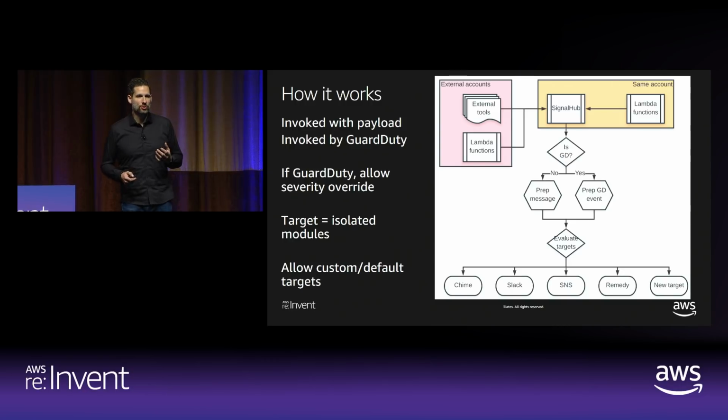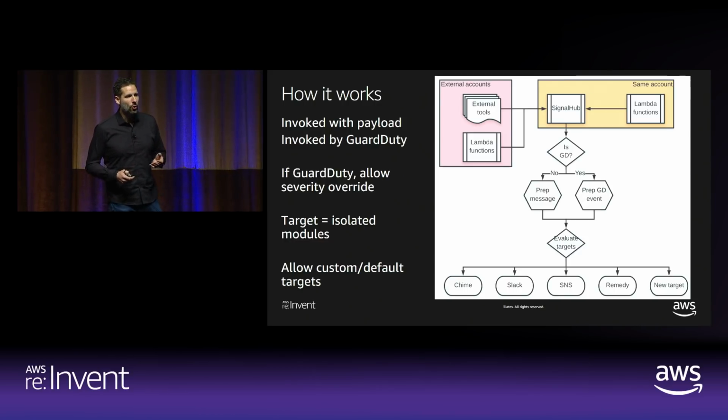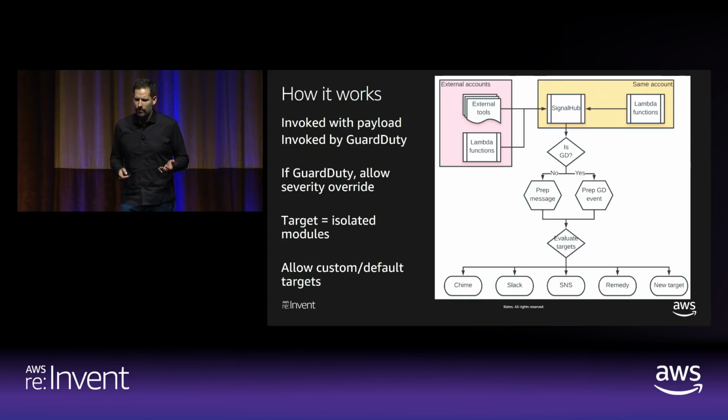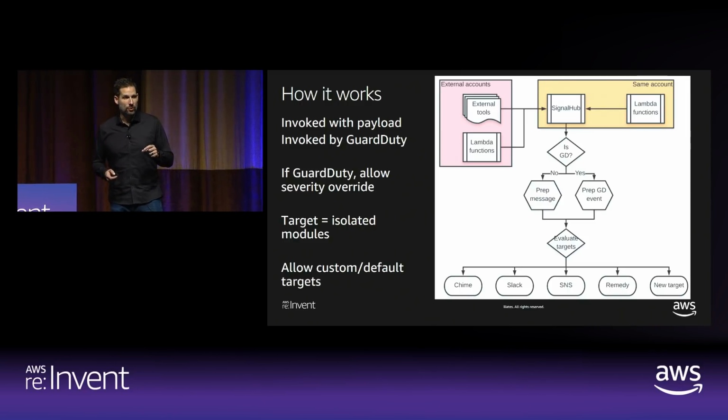Again, this is one of those tools where it's really easy. It's a super easy flow. It's basically invoked with a payload, either manually, or it could also be invoked by GuardDuty directly, where you don't have to do anything. If it's invoked by GuardDuty, it's just going to sense that, use the information like severity from GuardDuty, and then send to the default targets that are set up as the ops target in it.